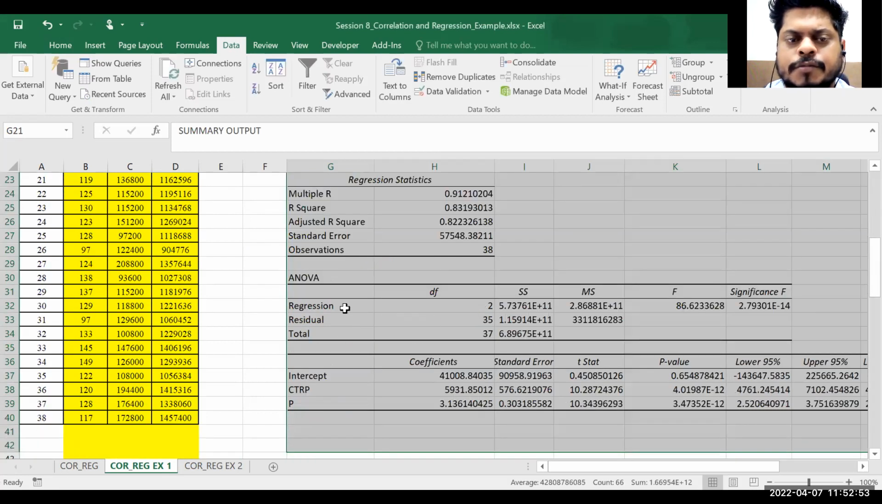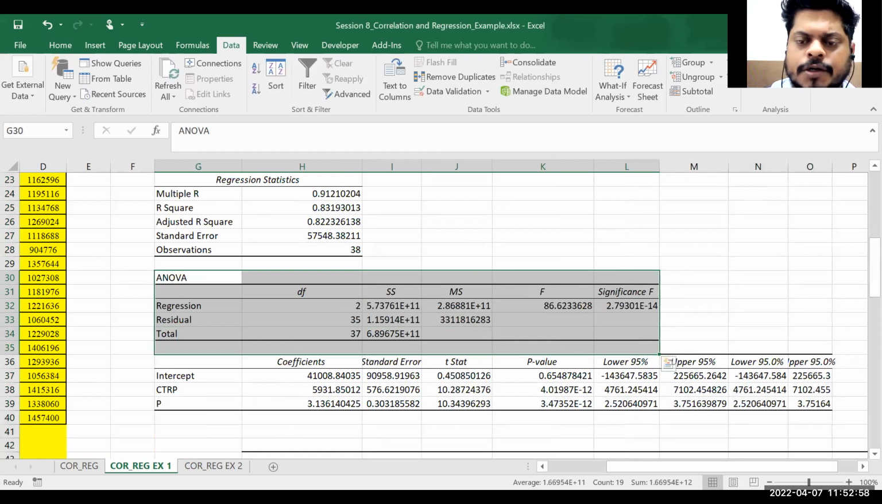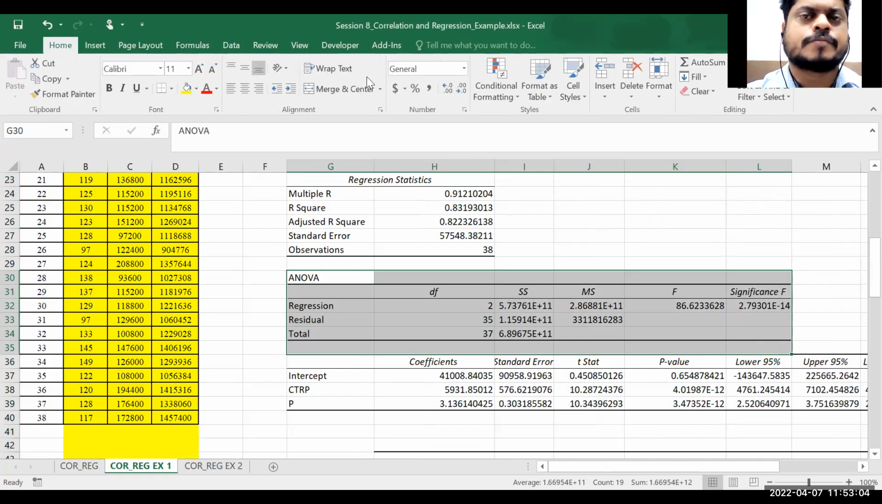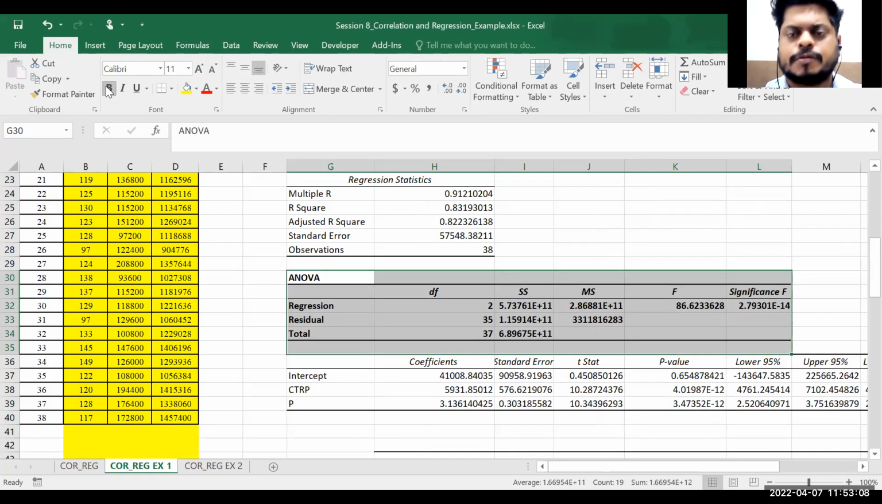Okay, so these are some statistics I get. Let us try to interpret or understand this. What does this ANOVA table say? How do we interpret this?